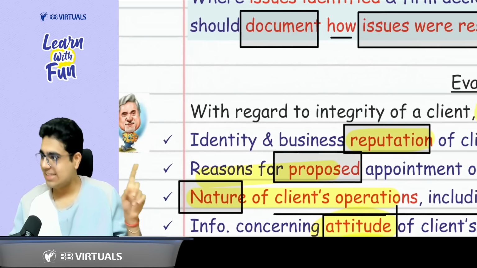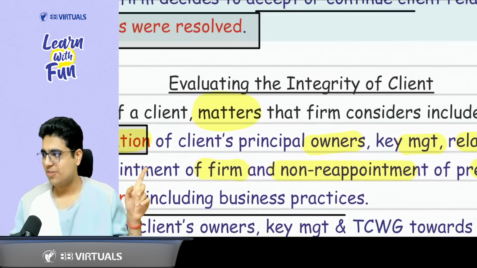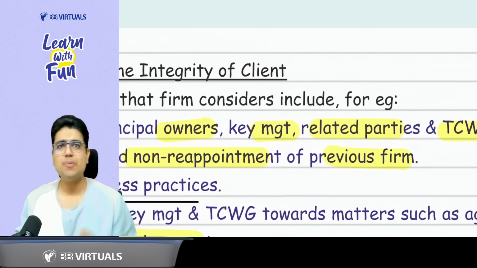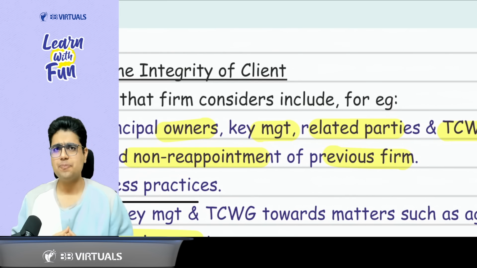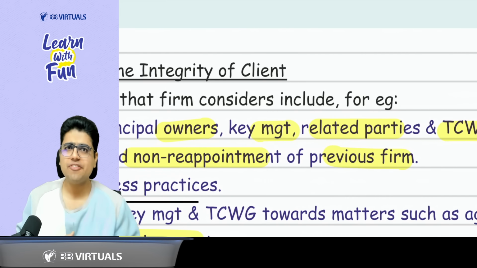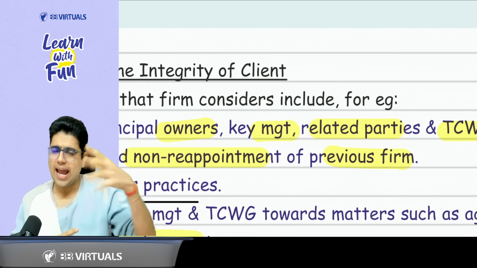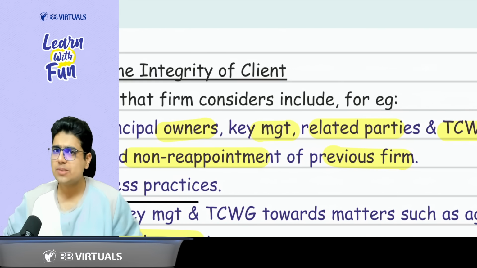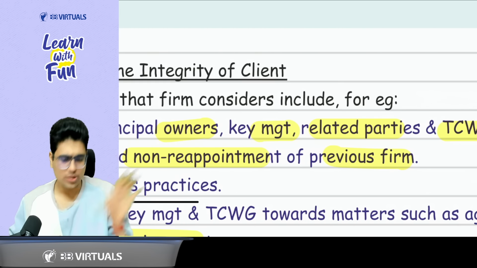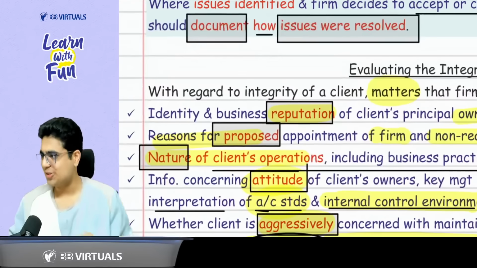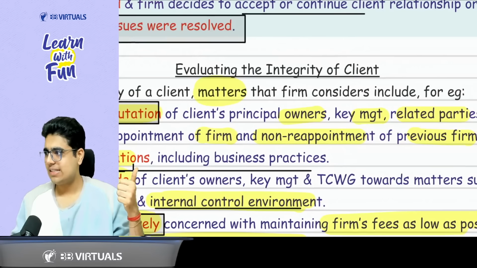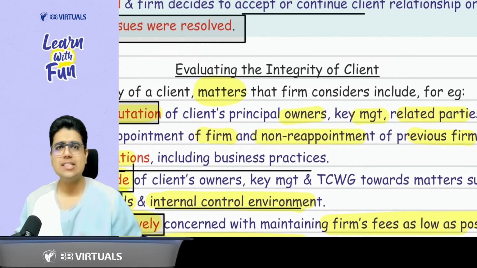Second thing, reason for the proposed appointment of the firm and non-reappointment of the previous firm. So sir, what was the reason? You know, previous firm gave a modified opinion, so they removed him and they asked you to do the audit. Will you accept such audit? No, sir. Less integrity, don't accept. Then the nature of client's relations, operations, and business practices.